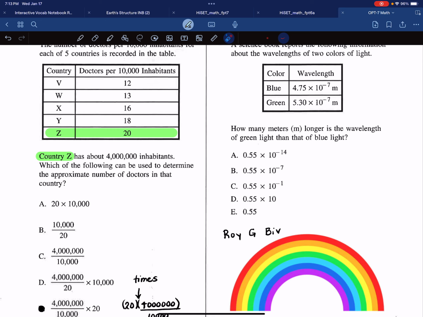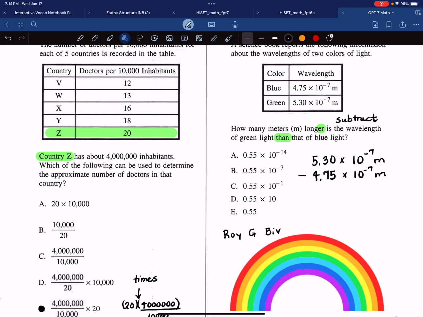How many meters longer is the wavelength of green light than that of blue light? The word longer, that ends in ER, and than are both clues that I need to subtract. So they want me to take the longer one, which is the green one, the 5.30 times 10 to the negative 7 meters, and they want us to subtract the 4.75 times 10 to the negative 7 meters.